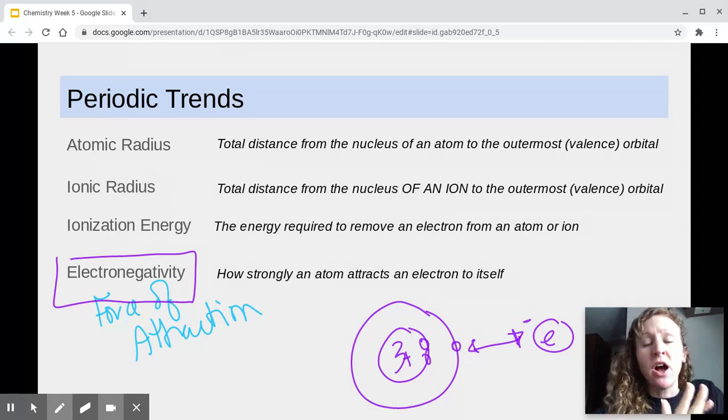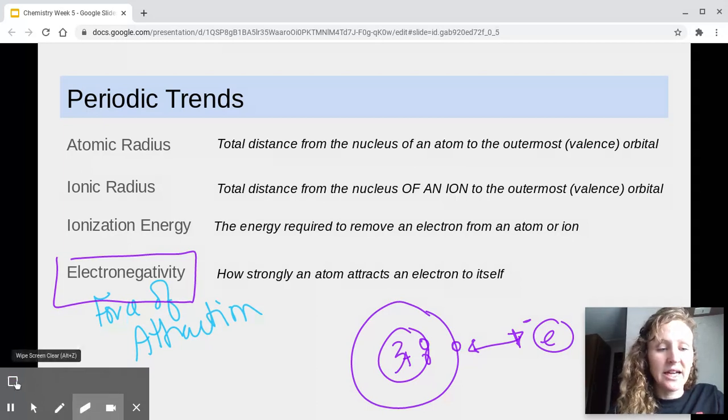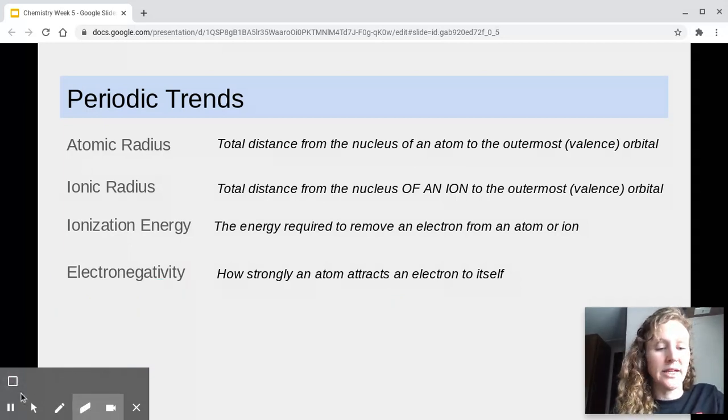Now, all I wanted to do today was define these for you, and then I want to look at one of them together across the periodic table. And then later on, we'll come back and look at the other couple. So for today, let's look at the atomic radius.